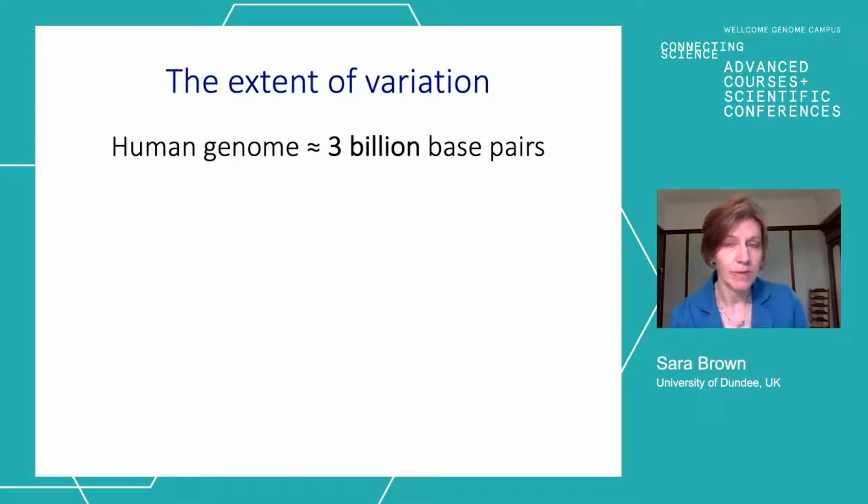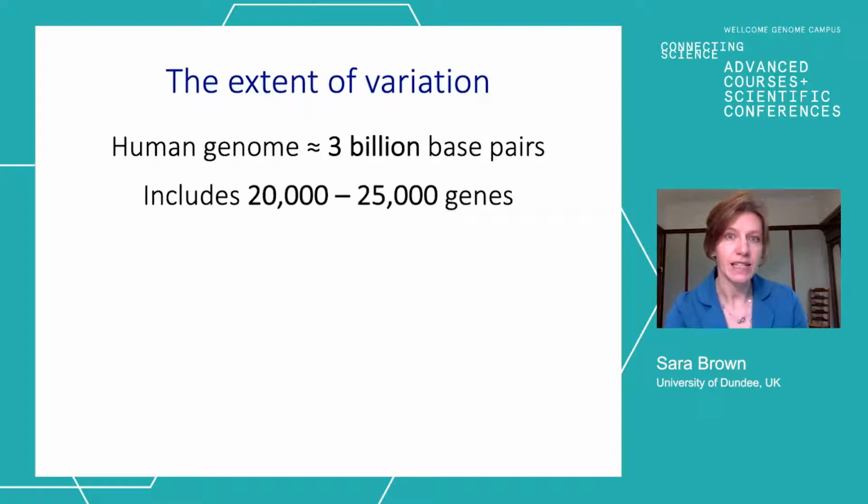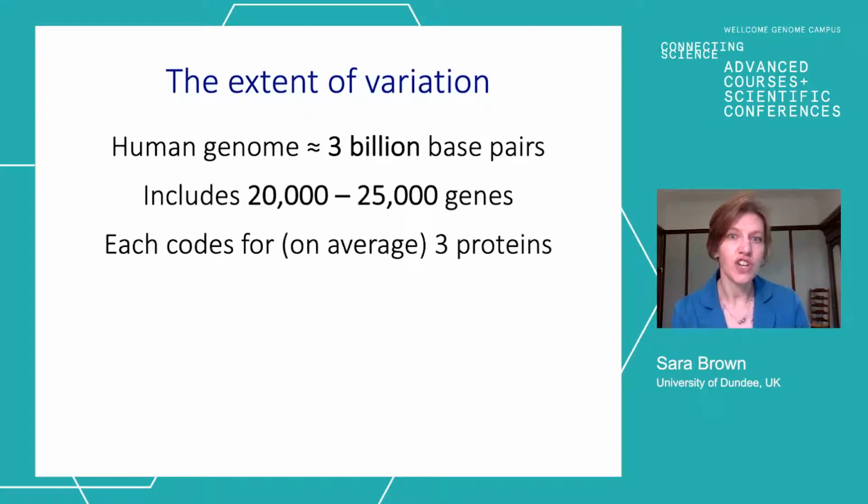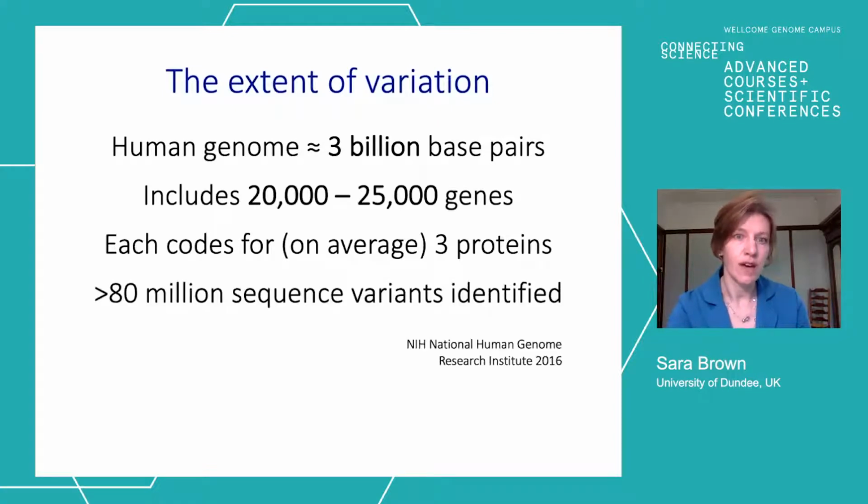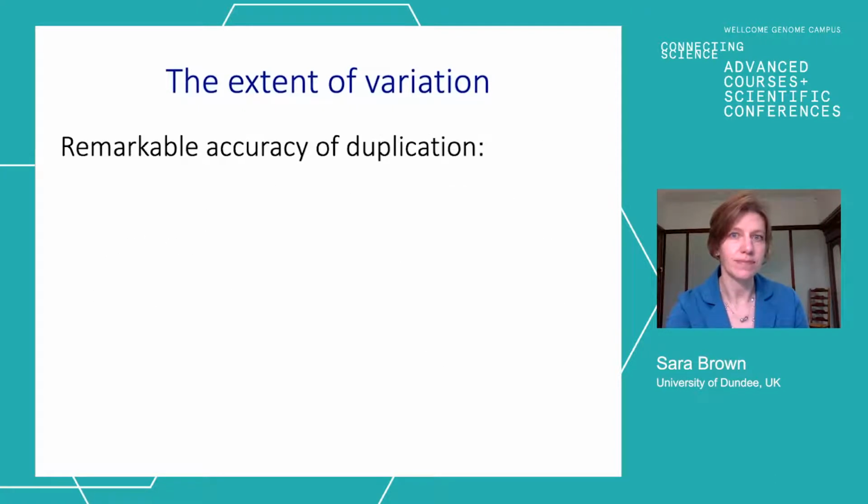So the extent of variation in the human genome is huge. The human genome is made up of 3 billion base pairs, including up to 25,000 genes. And each gene codes for, on average, 3 proteins. And so far, more than 80 million sequence variants have been identified.